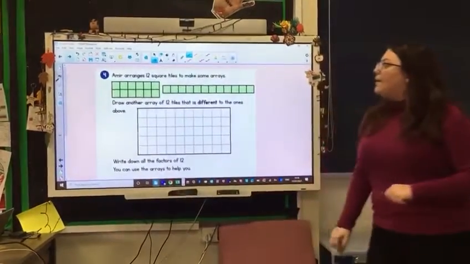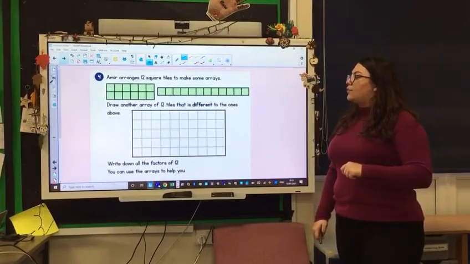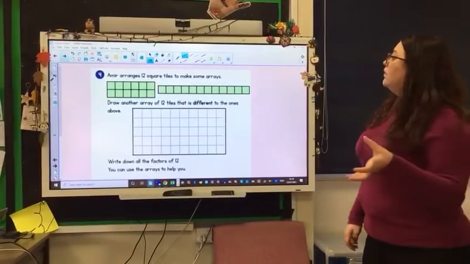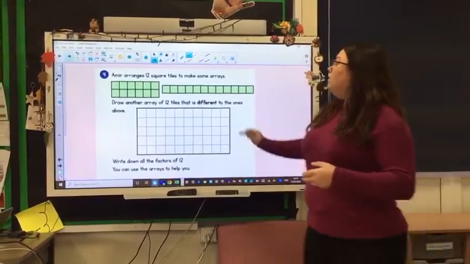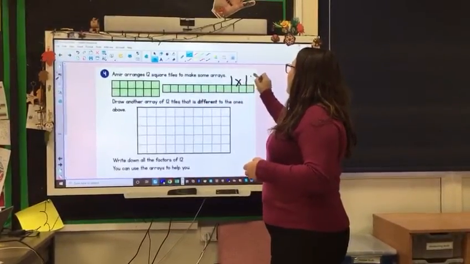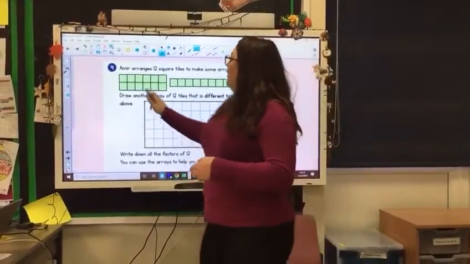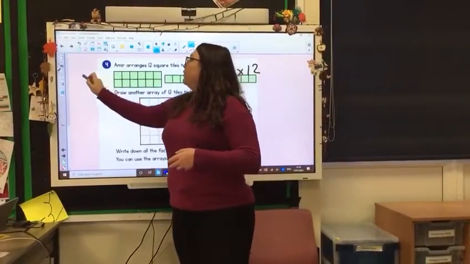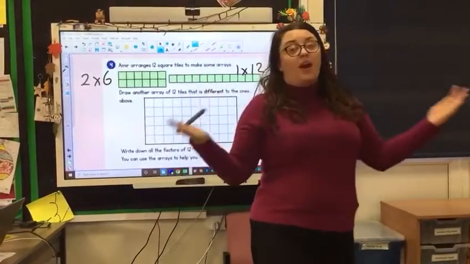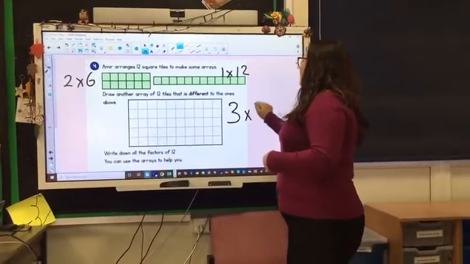Okay. Amir arranges 12 square tiles to make some arrays. Draw another array of the 12 tiles that is different to this one, but basically 12 times tables, or numbers that are factors of 12. So 1 times by 12, this array is showing, because it's one row of 12 tiles. This one is showing us 2 rows of 6. So think about 2 other numbers that can times together to make 12. The other one is 3 times by 4.